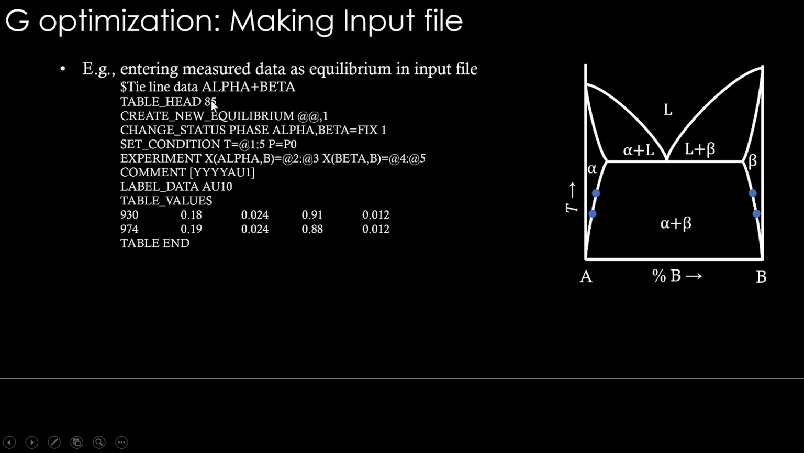Okay, so here we started with 85, right? So that 85 data will be the first data. As we go down, the second data will become 86 and so on. That's what these two @ symbols mean. And this one means that all other phases except the phases entered here are suspended. This is important to make this equilibrium calculated correctly. So the other phases are removed, only these phases are fixed. Okay, change status of phases alpha and beta, fix 1, meaning alpha and beta are forced to be stable.